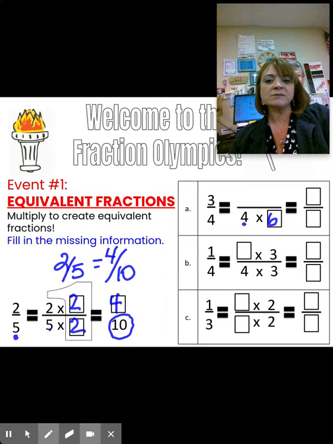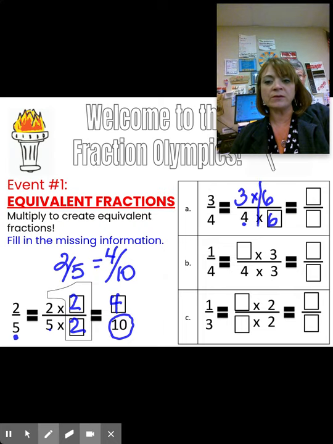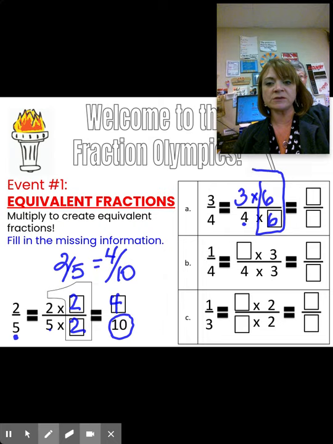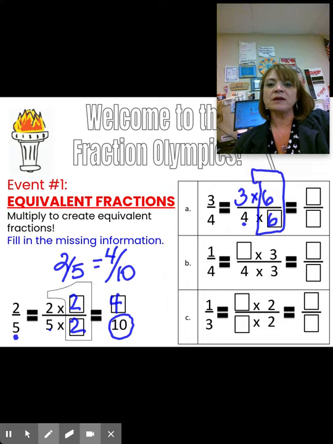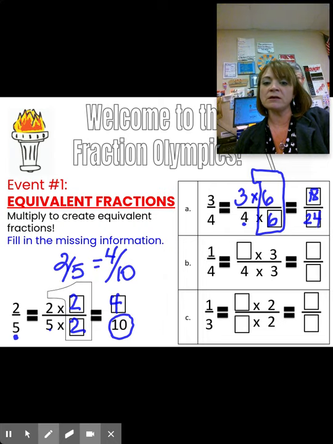If we multiply 4 times 6, what do we have to multiply 3 times? 6, right? Because whatever we multiply the denominator by, we have to multiply the numerator by. This is the fraction that's equal to 1. So 3 times 6 is 18, and 4 times 6 is 24. So 3/4 is equivalent to 18/24. We know that because we multiplied by a fraction equivalent to 1.